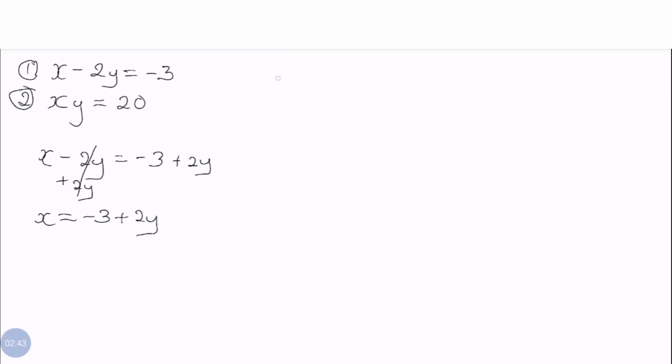Next, we have equation 2, which is xy equal to 20. Now for x we'll substitute -3 plus 2y. We will put it in brackets. We'll have -3 plus 2y, and then take the y as it is, equal to 20. So y multiplied by -3 is -3y.